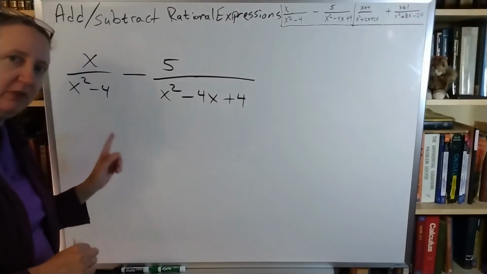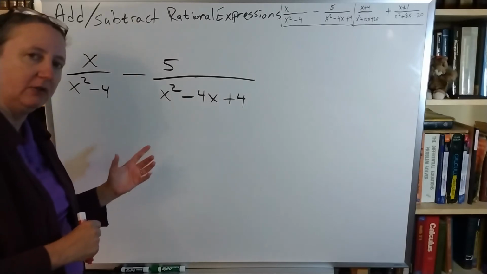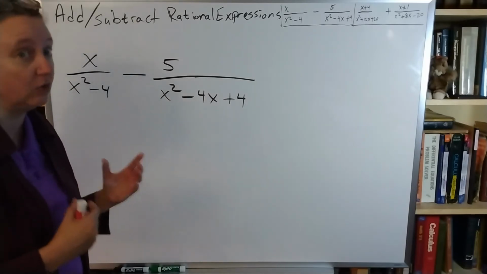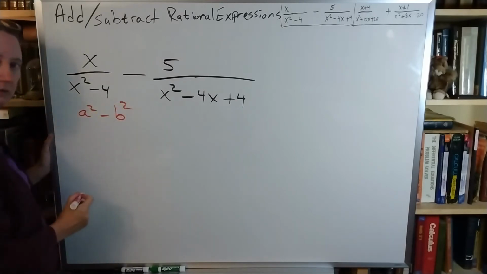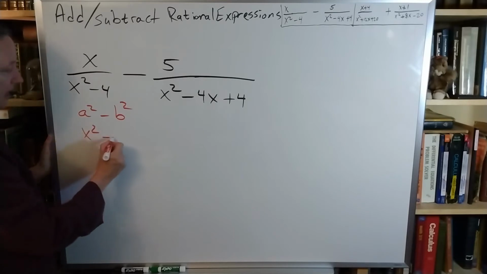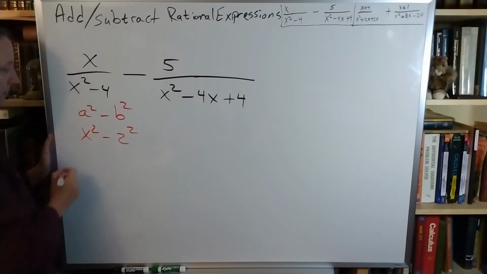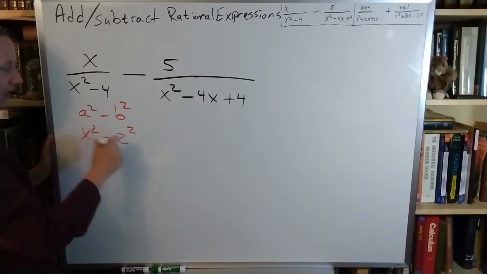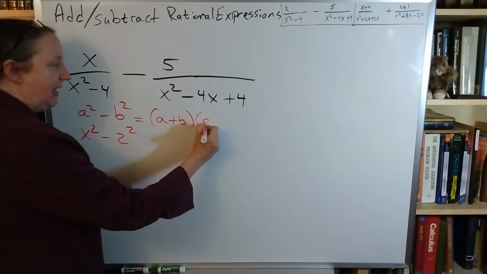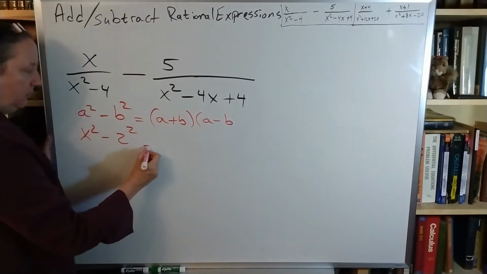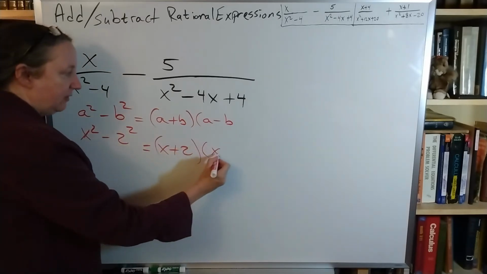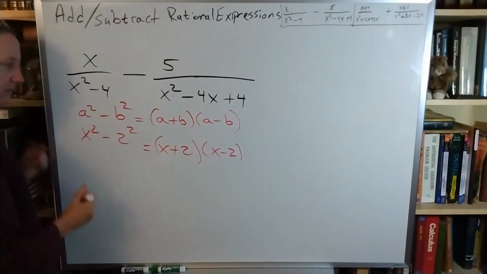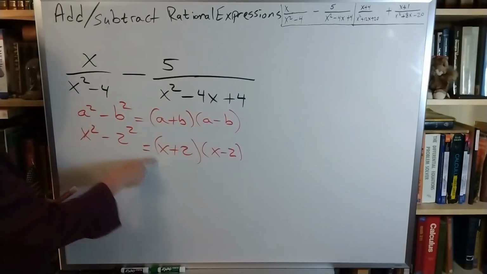I recognize this one because this is one of those special products that you have to memorize because you're going to see it so often. This is that a squared minus b squared. It's x squared minus 2 squared. So when I see that, I know that I'm going to have a plus b times a minus b. So this is x plus 2 times x minus 2. So now I have that one factored.